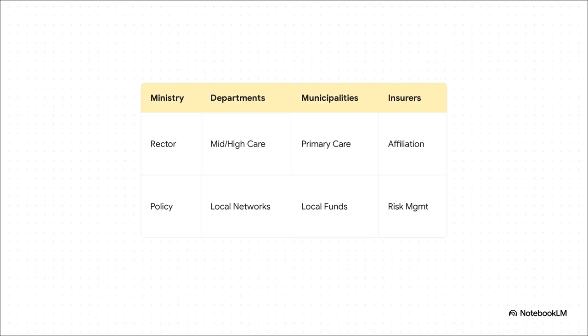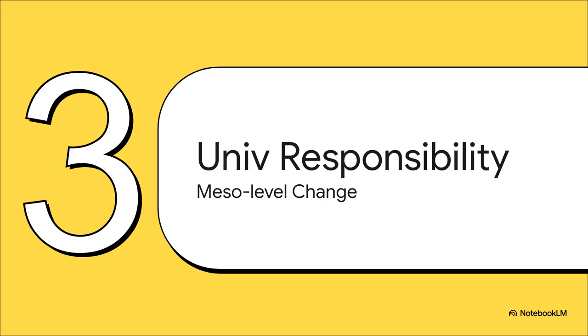You've got the Ministry of Social Protection acting as the rector, setting policies and articulating the system. Then the departments manage mid to high complexity care and oversee local networks. Below them, municipalities handle local planning, direct primary care for the uninsured, and manage local health funds. And finally, the insurers manage affiliation, risk diagnosis, and guarantee the delivery of care. So everyone has a specific, decentralized lane, but they're all driving toward the exact same goal: social efficacy and population well-being. Which brings us to Section 3, University Social Responsibility.